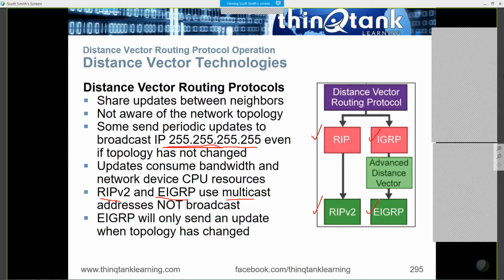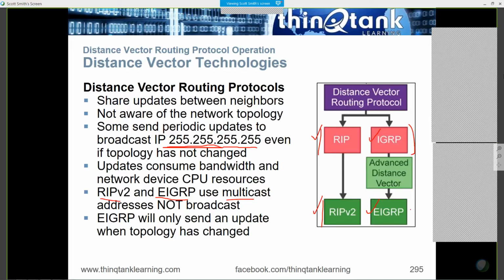RIP sends out its entire routing table every 30 seconds. So it's very inefficient in that regard. And by the way, that applies to both RIP versions. They both do periodic updates every 30 seconds. IGRP did periodic updates every 90 seconds.